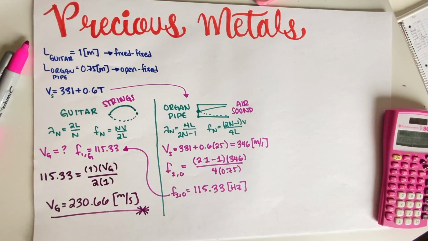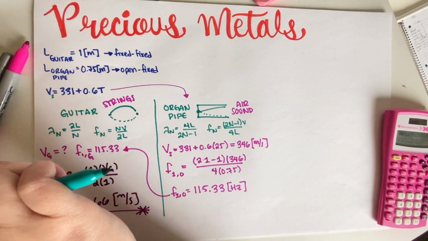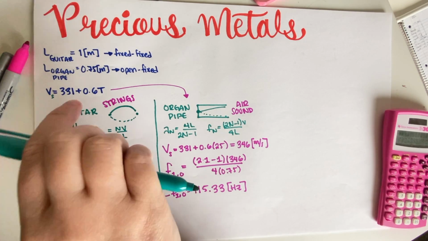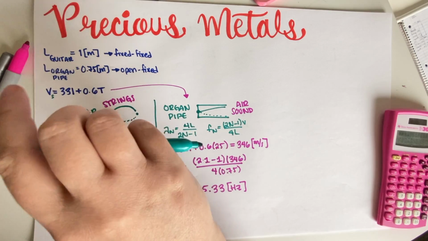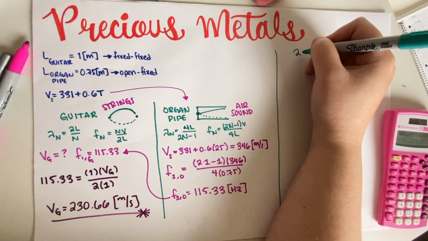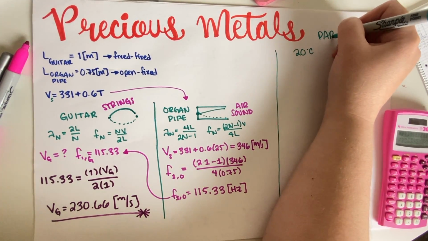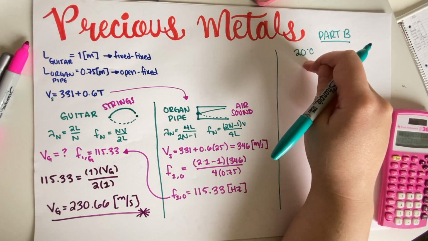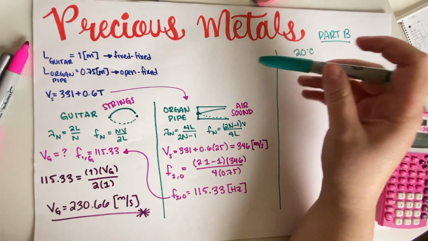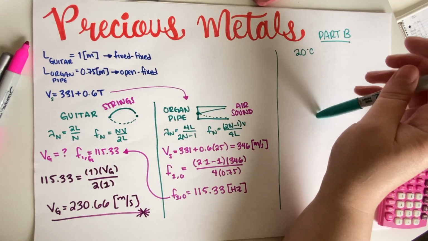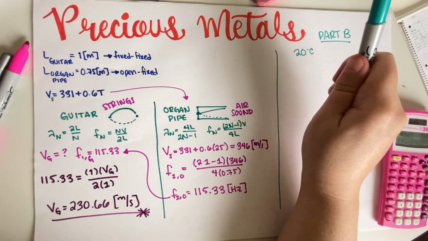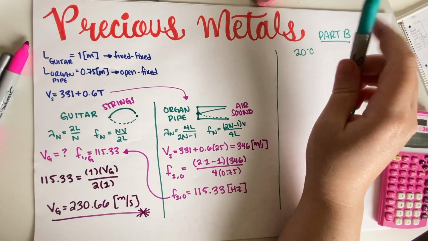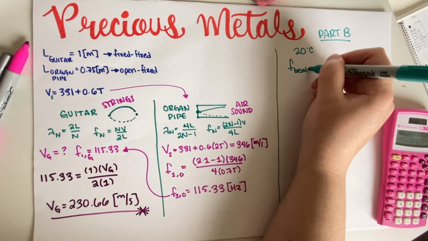So now for part B, the question is, right before Precious Metal goes on stage, the temperature drops to 20 C. So now the temperature is 20 C. If the velocity of the waves on the guitar string remains the same, which makes sense because the guitar is the string, so the velocity is going to stay the same for the guitar, what is the frequency of the beats that are heard when Aurelia and Argenta both play their instruments at the same time?